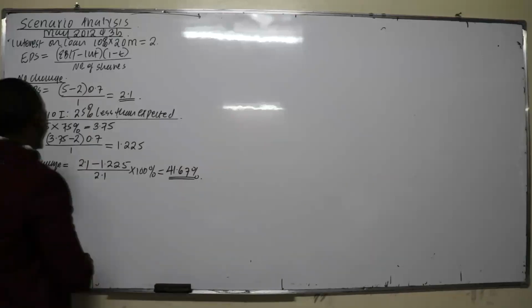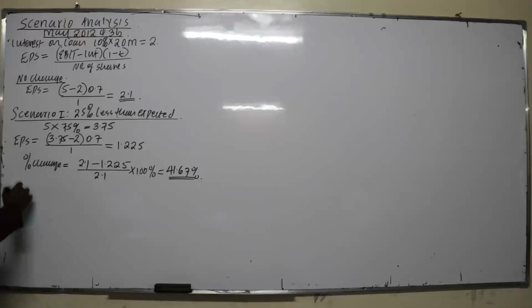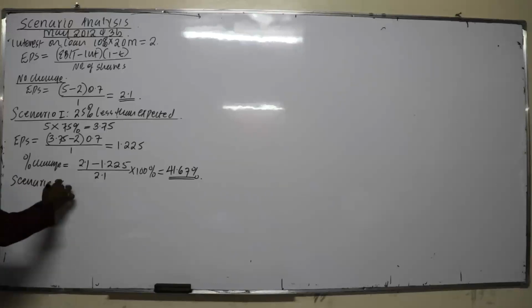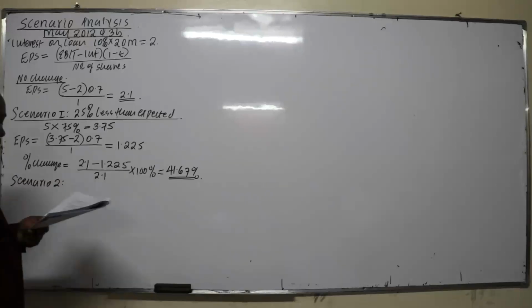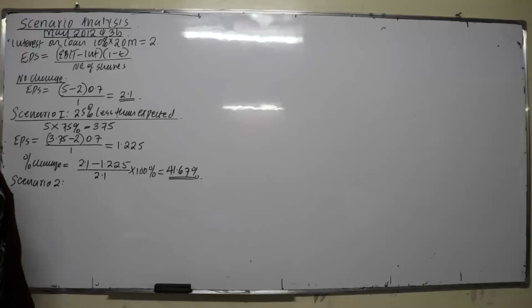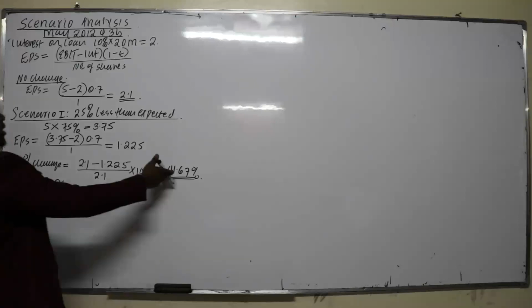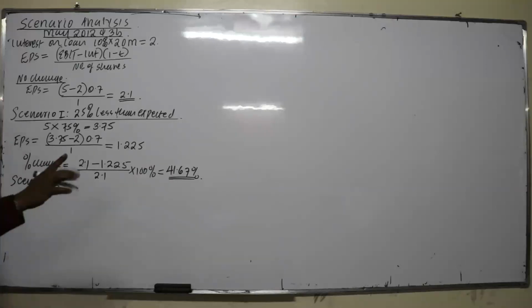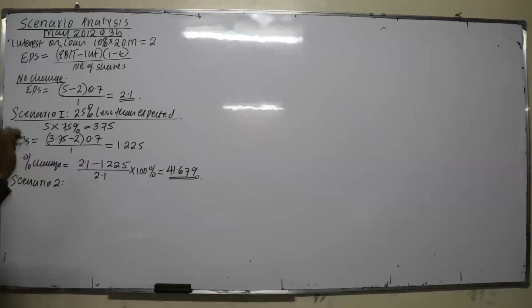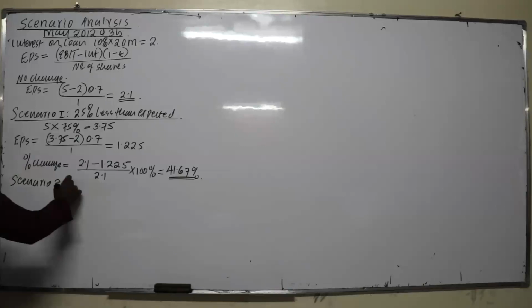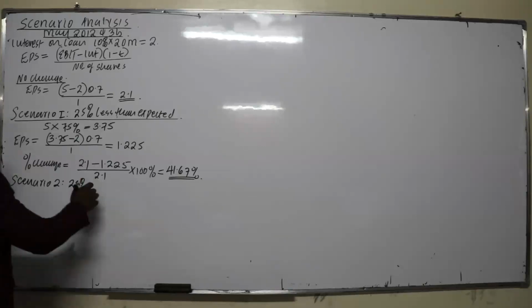Now let's go to scenario 2. Scenario 2 was a case where the earnings before interest and tax is 25% higher than expected. So you expect the same change because it's increasing or reducing by the same percentage. That means the percentage change in earnings per share will be the same. So scenario 2, a case where it's 25% higher than expected.